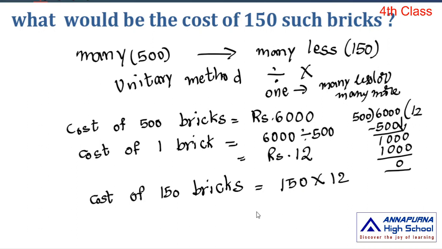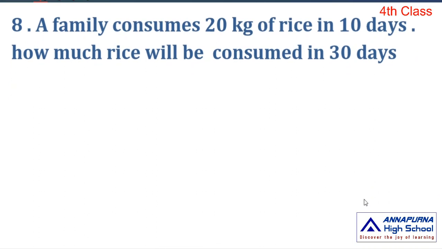Okay children, so multiplication: 12 zeros are 0, 12 fives are 60. So I am writing 0 here, 6 we carried. 12 ones are 12. 12 plus 6, how much? 18. So the cost of 150 bricks is equal to rupees 1800. Okay children, do you understand? Then let's move to the next sum.